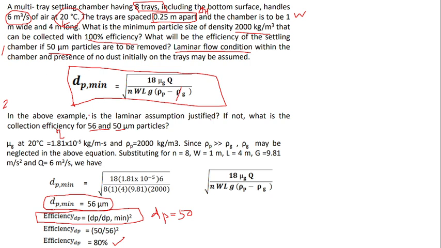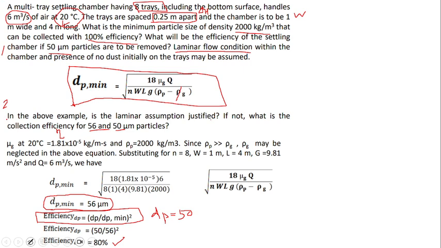Initially, they are asking the size of the particle. If we are assuming 100% efficiency, then they are giving you one particular size of the particle and asking you to find what the efficiency is. That can be obtained by using the formula: efficiency of dP is equal to dP divided by minimum dP. This minimum dP is obtained with the formula square root of 18 mu g Q divided by N W L g into (rho p minus rho g). Okay, so the first part is solved.